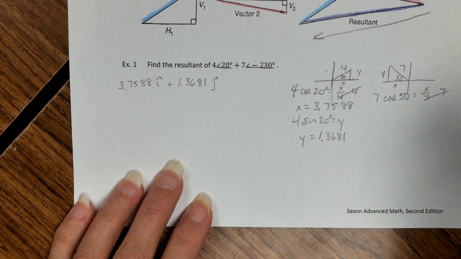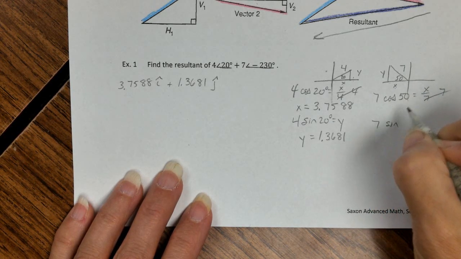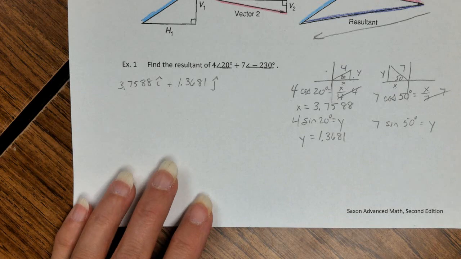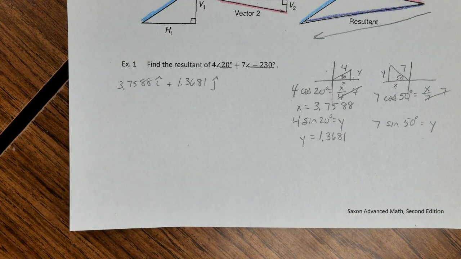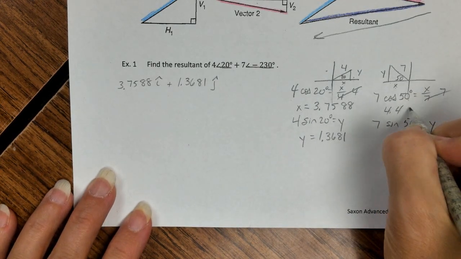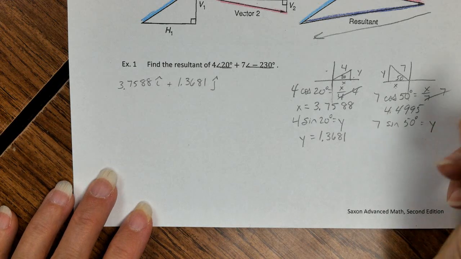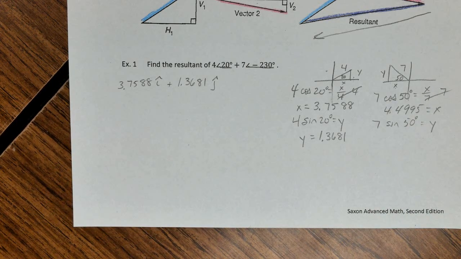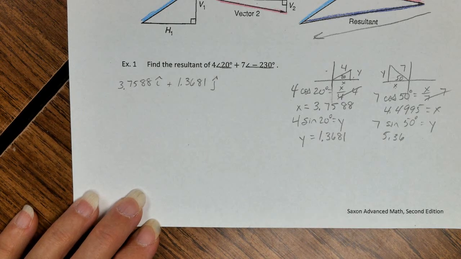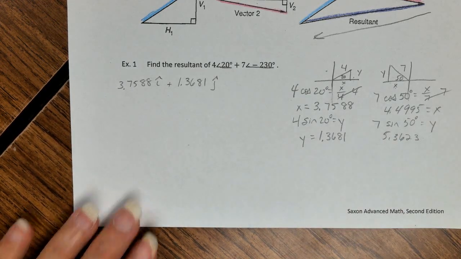Multiply both sides by 7. And then again, 7 times the sine of 50 will give us y. Calculator, 7 cosine 50, 4.4995. And then 7 sine 50, 5.3623. Okay, now we're in the second quadrant.